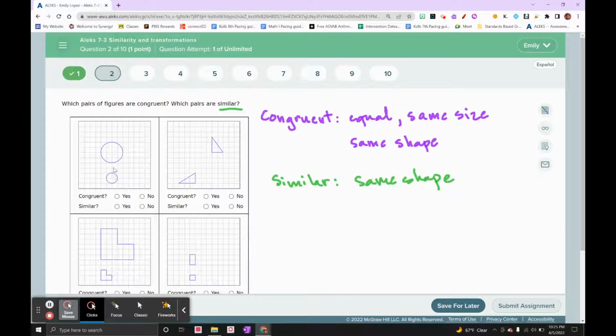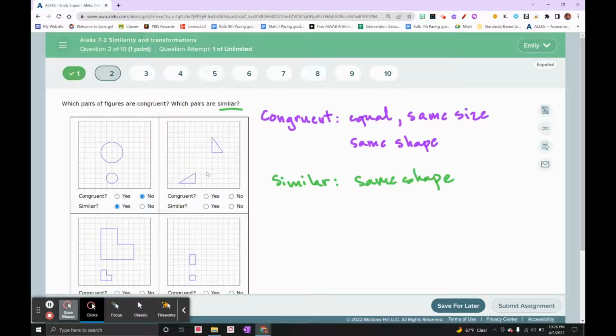The first one, is this congruent? The answer is no. They do not look exactly the same. One is bigger than the other. Are they similar? They both are circles. The radius of the first circle is 1. The second circle is 2. So yes, they follow the same ratio. They're similar, or basically they look the same.